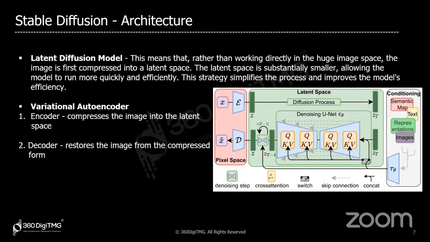Then there are variational autoencoders. In variational autoencoders, we have an encoder-decoder architecture. In the encoder, what happens? The encoder compresses the image size and converts the compressed image into the encoded or latent space format, or what we can say is a numerical format. After that, the decoder restores the image from the compressed form.